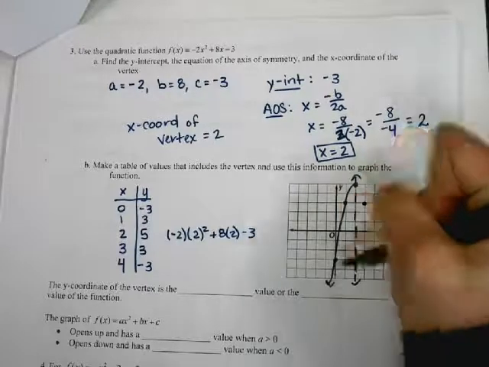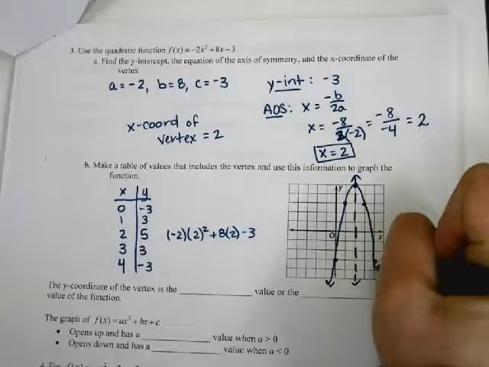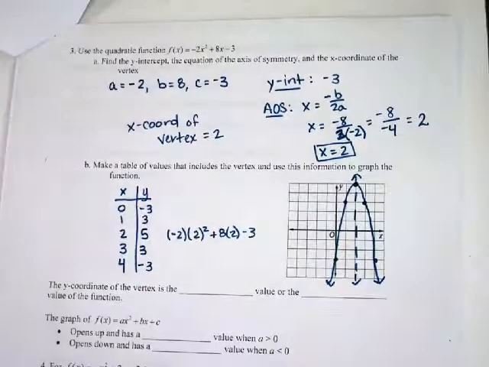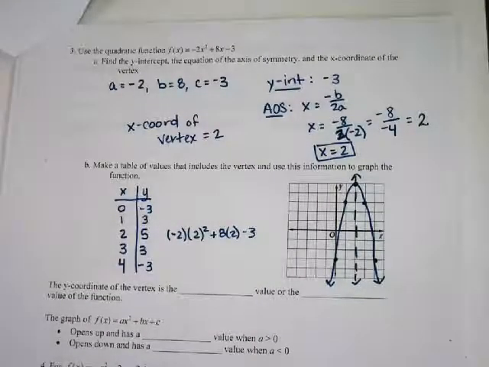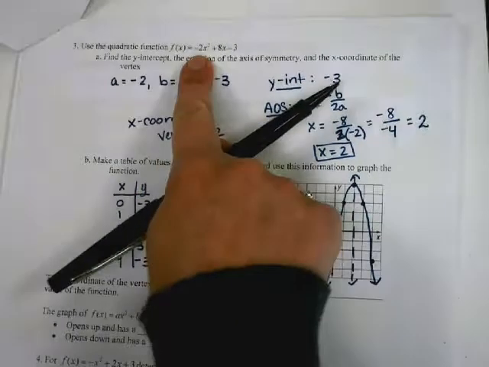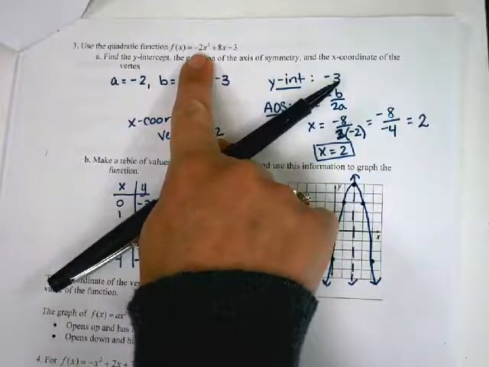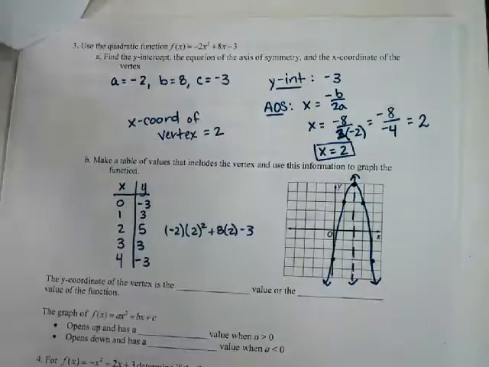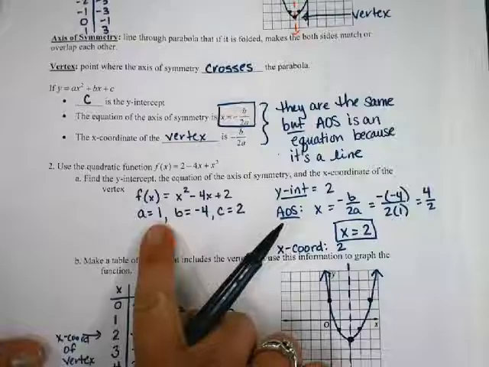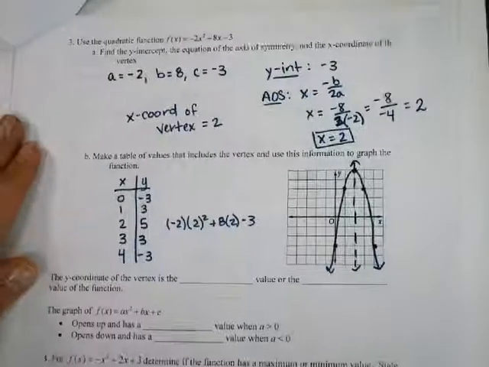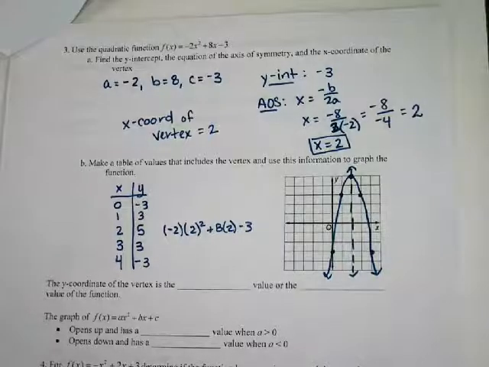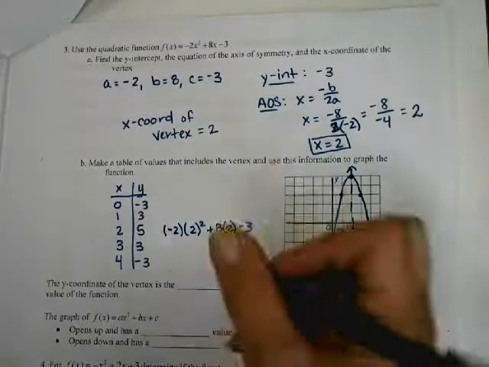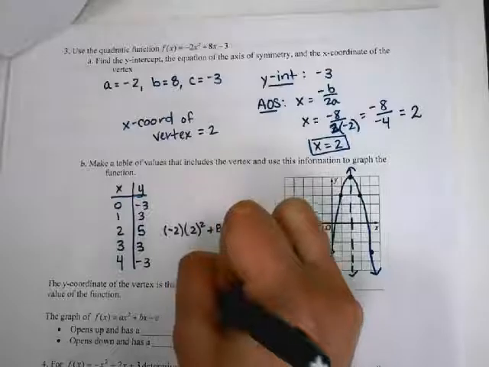You'll notice that this one opens down now. It's also a little bit skinnier than the last one. That's because the coefficient out front is different. It's a negative 2. The coefficient, our a on the first one, was 1. The next thing it says there, the y-coordinate of the vertex is called the maximum value or the minimum value of the function.